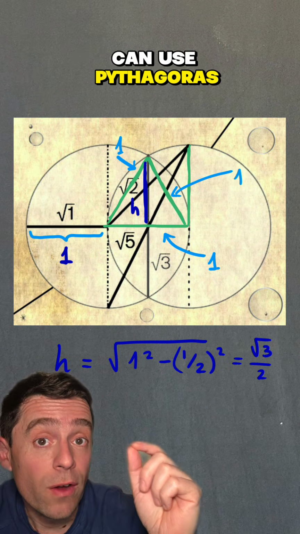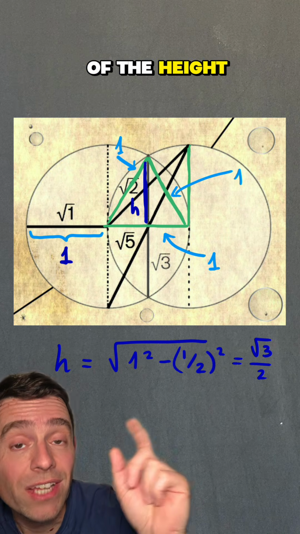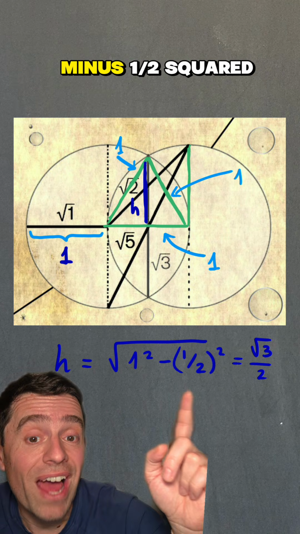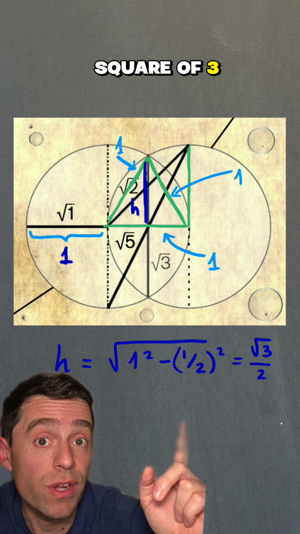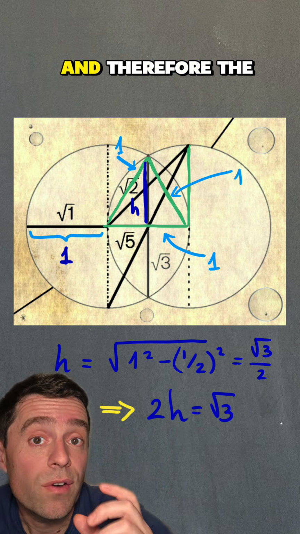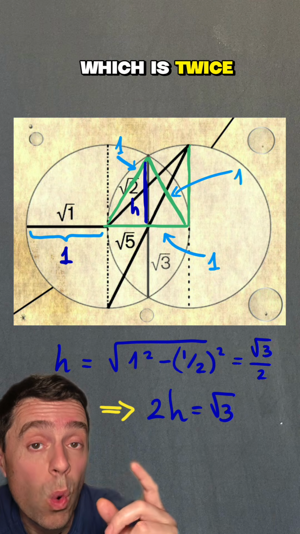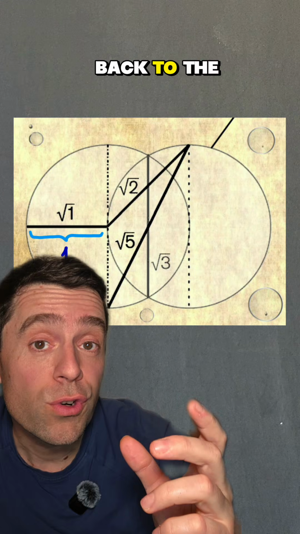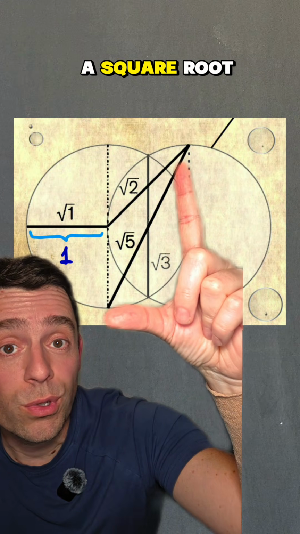And now we can use Pythagoras' theorem to find the length of the height of the equilateral triangle, and that will be the square root of 1 squared minus a half squared, which is the square root of 3 over 2, a half being half of the base. And therefore, the length we were looking for, which is twice that height of the equilateral triangle, is a square root of 3. Back to the original picture, let's now prove that that is a square root of 5.